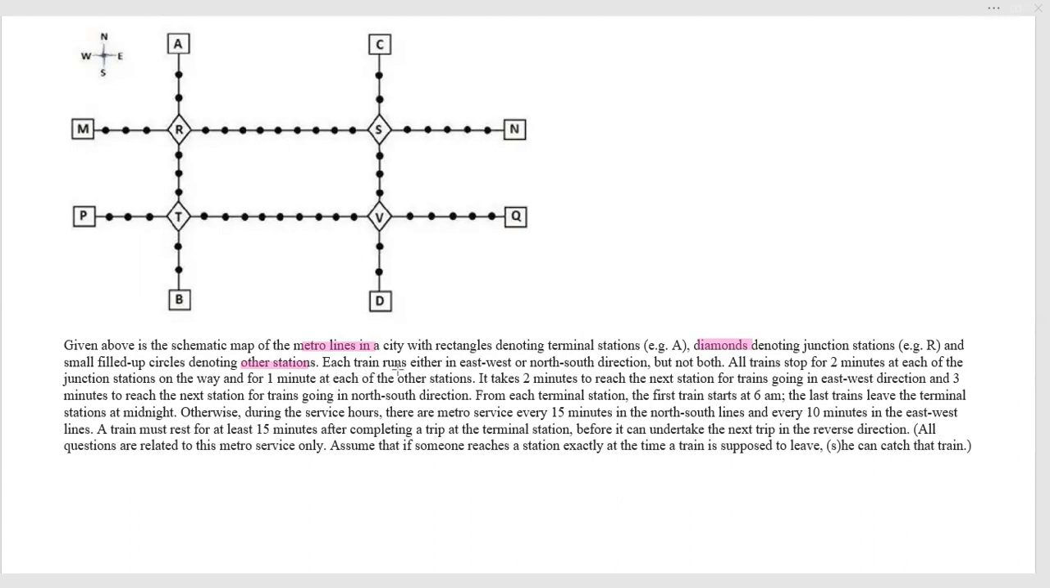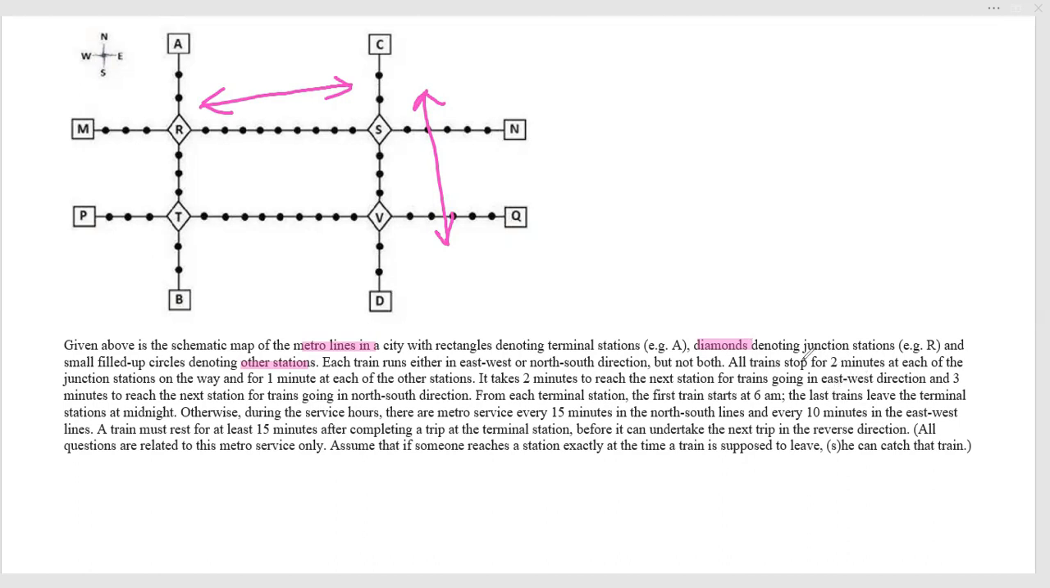Finally, the train runs in either the east-west direction, which is this way as it has been given, or the north-south direction, this way. Now, there is some information given for east-west and north-south.